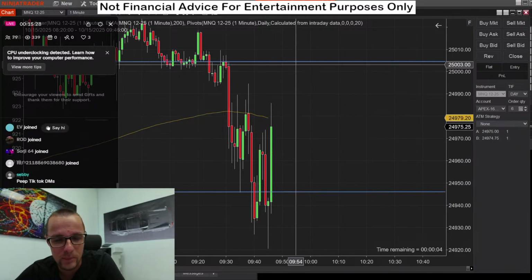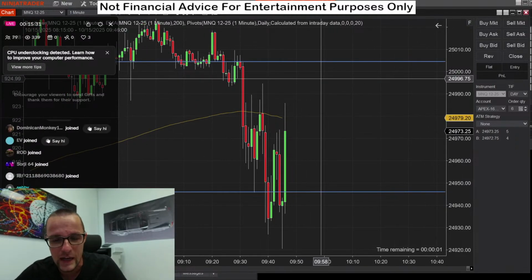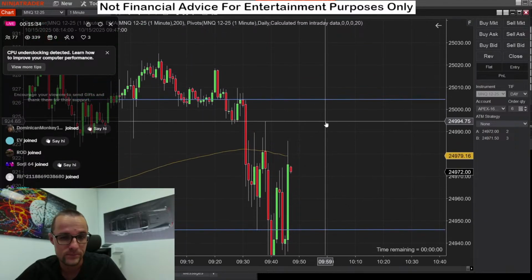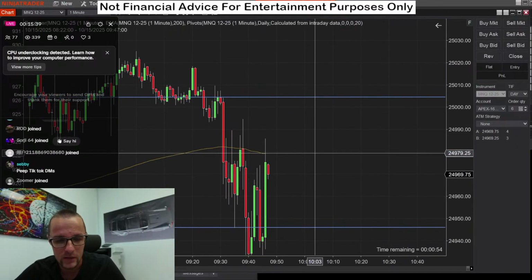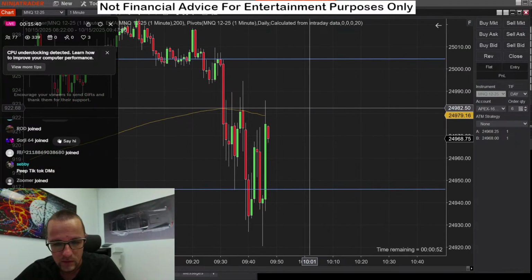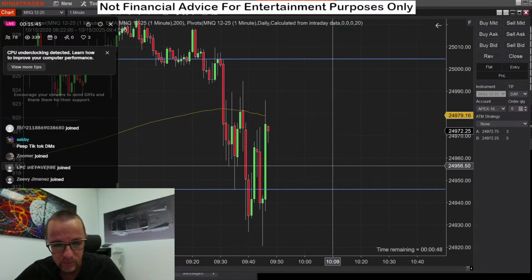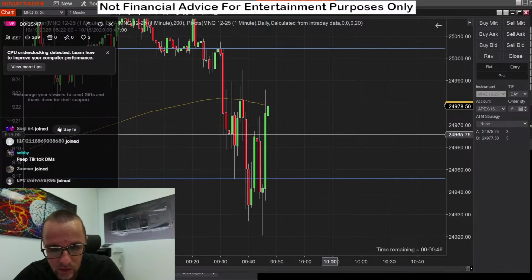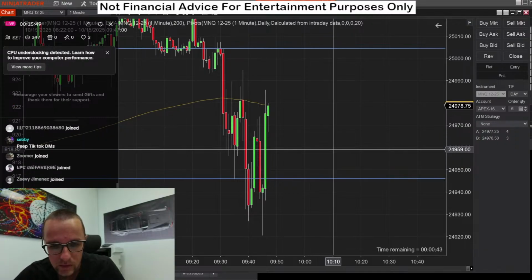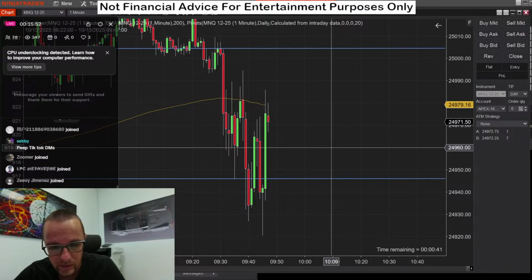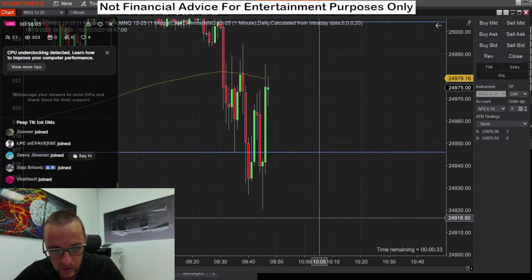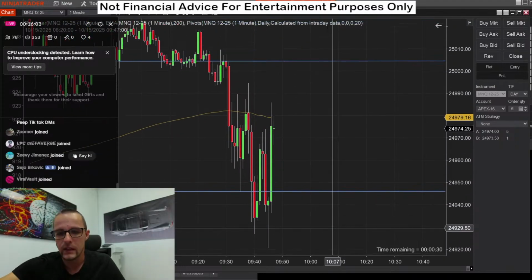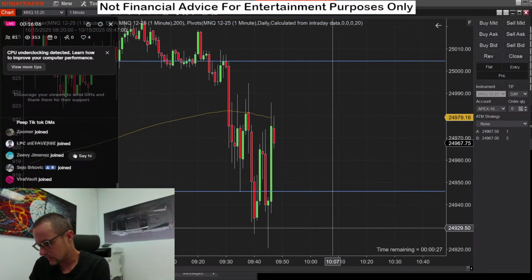If we do fill this gap, now I have to watch where I should have my target. Pre-market highs, body candle pre-market highs, probably. Entry would be right there, so it would be pretty much 2090.